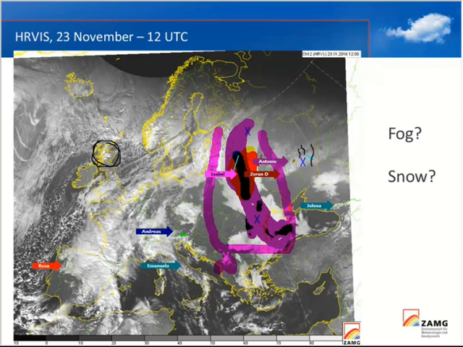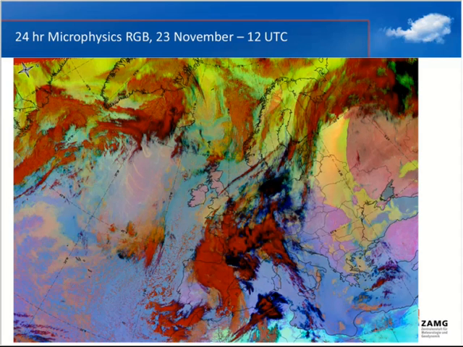Okay, but the problem is the fog and snow is not only there during the daytime when the high resolution visible is available, but if you're a forecaster, you also have night shifts, and you also need to locate the fog or the snow during the night. So for this purpose, there's, for example, the 24-hour microphysics RGB. As the name implies, it's available 24 hours a day, so you can use it during night and during day.